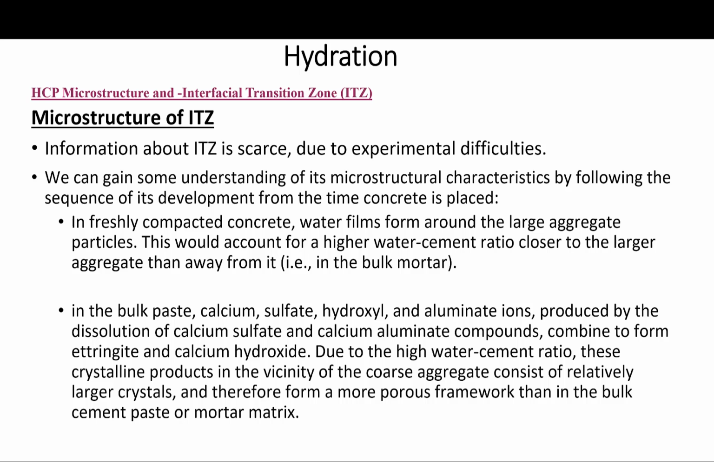So first, in freshly compacted concrete, water films form around the large aggregate particles. This would account for a higher water cement ratio closer to the larger aggregates than away from it, meaning in the bulk mortar.